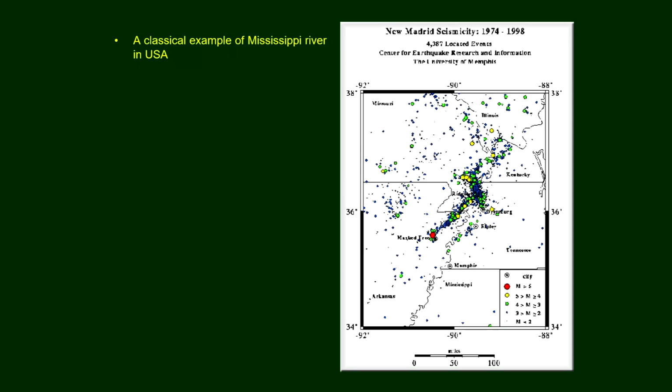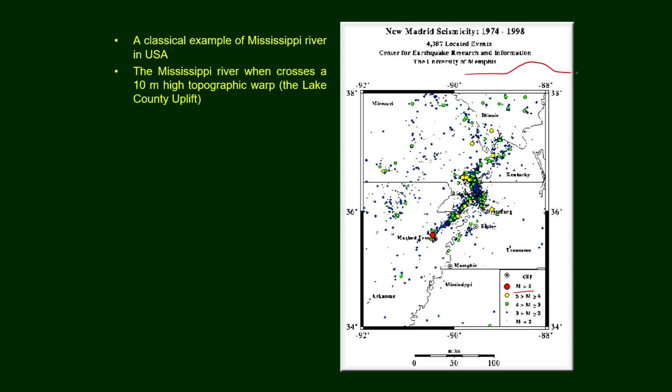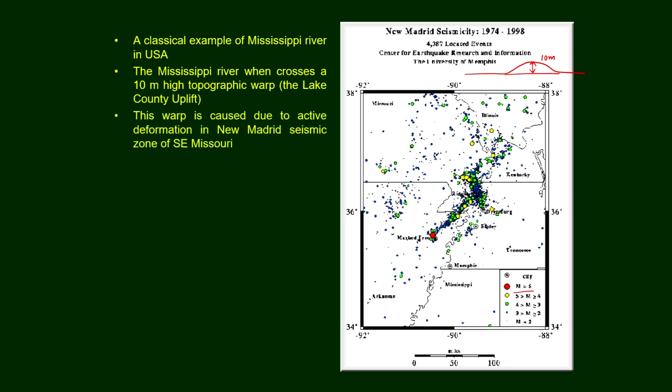Usually, the earthquakes which have occurred here are of magnitude 7 or more, but if you look at the micro seismicity, this area also has earthquakes greater than magnitude 5, and seismicity keeps continuing in this area. So, we say that this area is an active area. The Mississippi River here crosses a 10-meter high topographic warp, which they call the Lake County uplift.